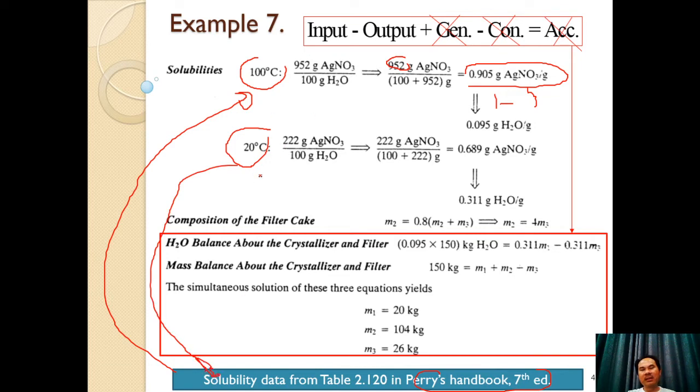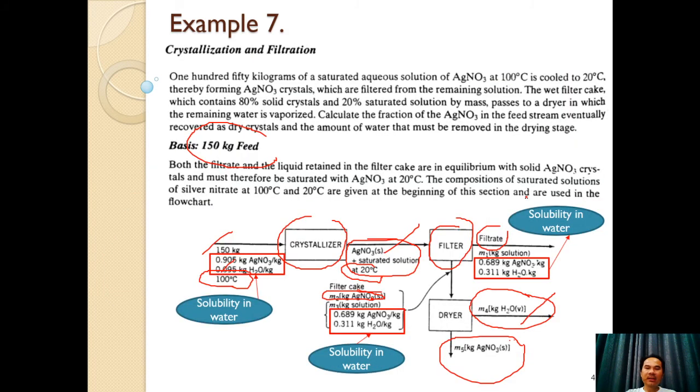you know the amount of silver nitrate is 422 grams silver nitrate dissolved in 100 grams of water. And then you can calculate the same way as before. You get the fraction of silver nitrate is 68.9% and water is 31.1%. And then you know the composition of the solution out of the crystallizer, and also the composition of the solution in the filtrate, which is 68.9% silver nitrate and 31.1% water. Also the solution in the filter cake has the same composition.